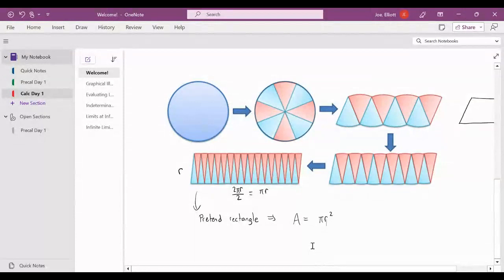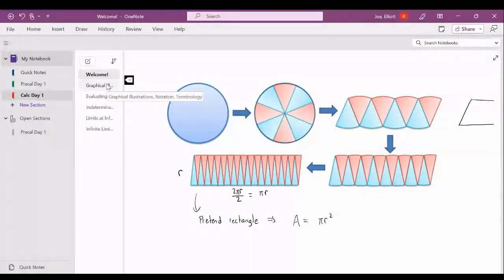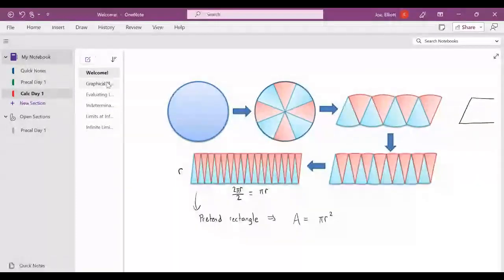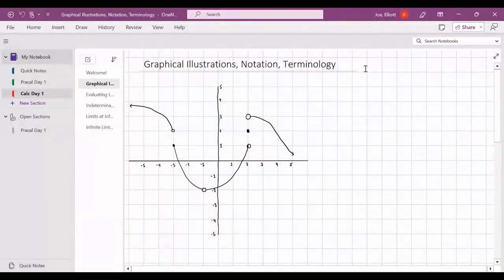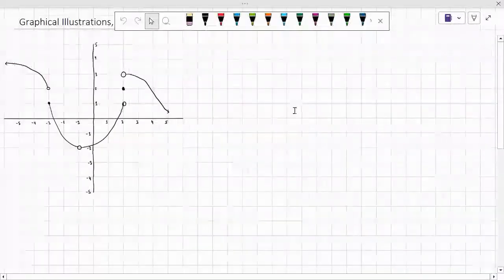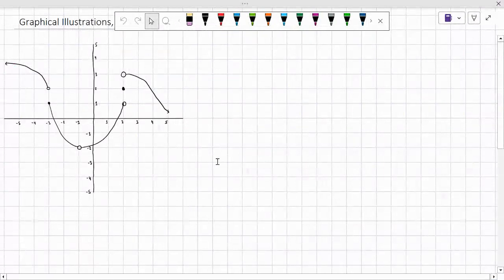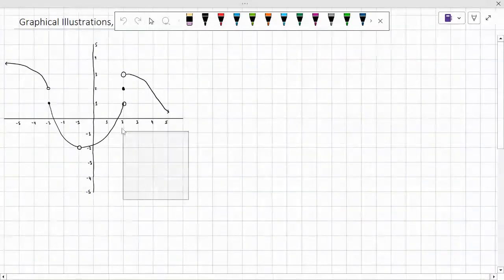So I'm going to go back to OneNote. Okay, then. Let's actually get started now. As I mentioned, for today and tomorrow, we are primarily going to be talking about limits. We might get to derivatives maybe at the end of tomorrow, but we're also going to be focusing on limits.